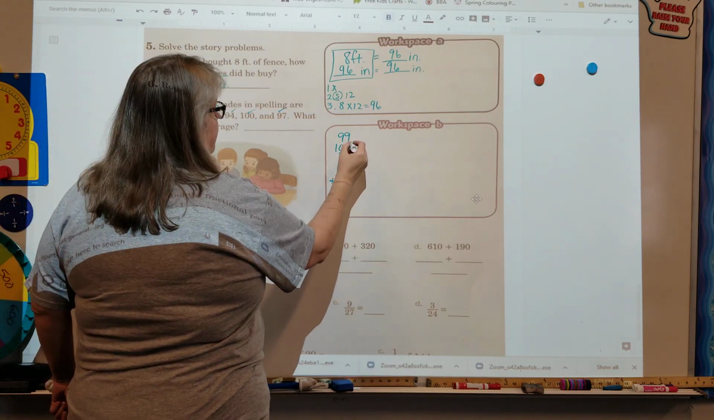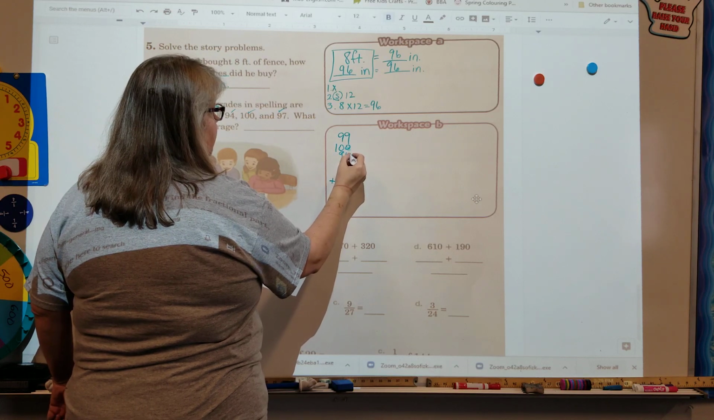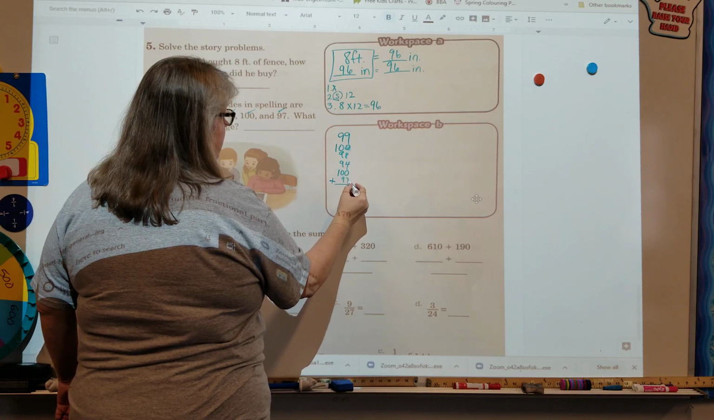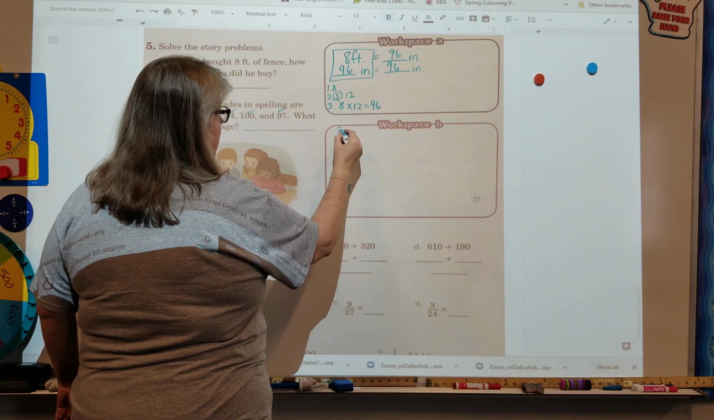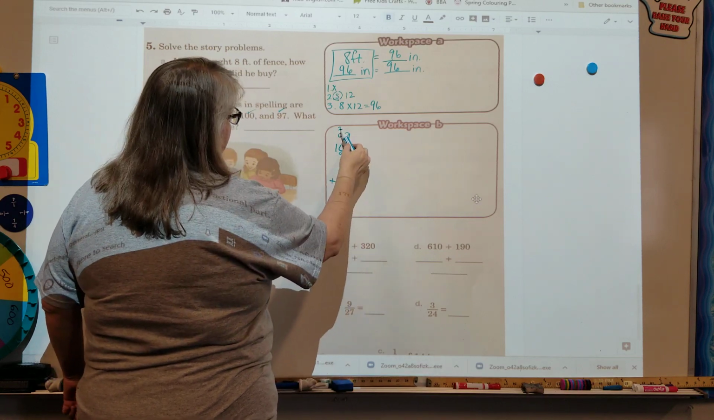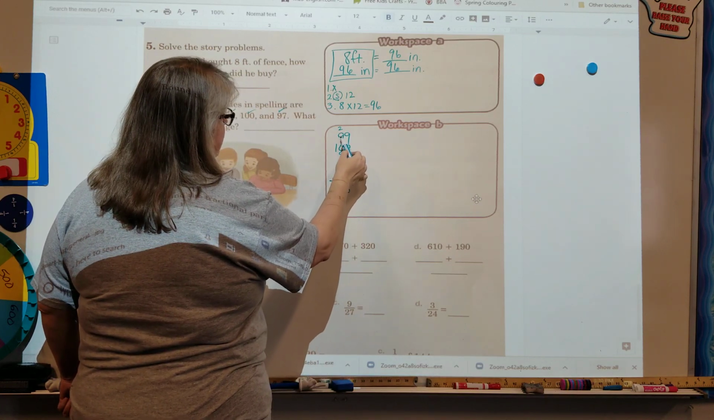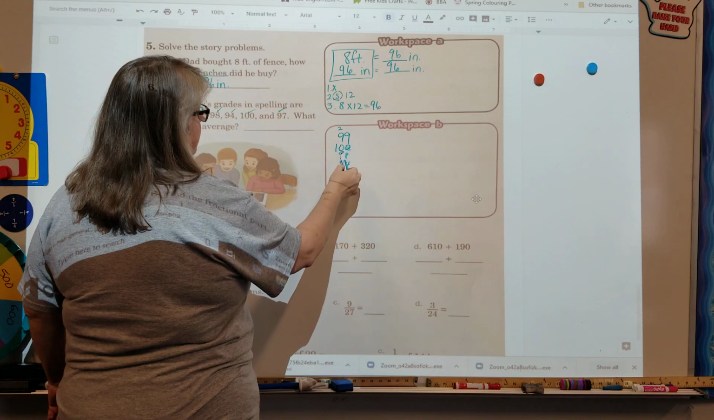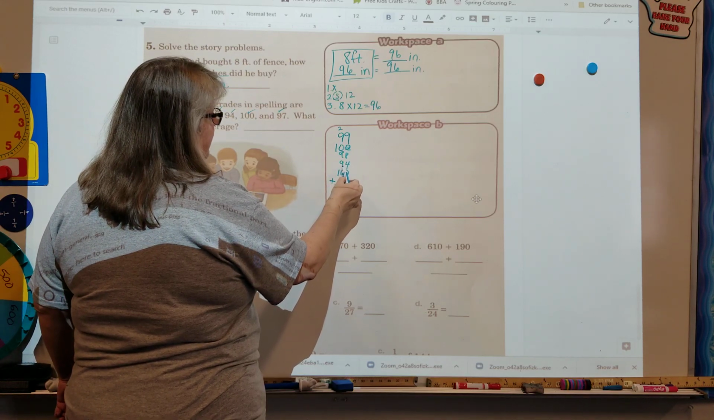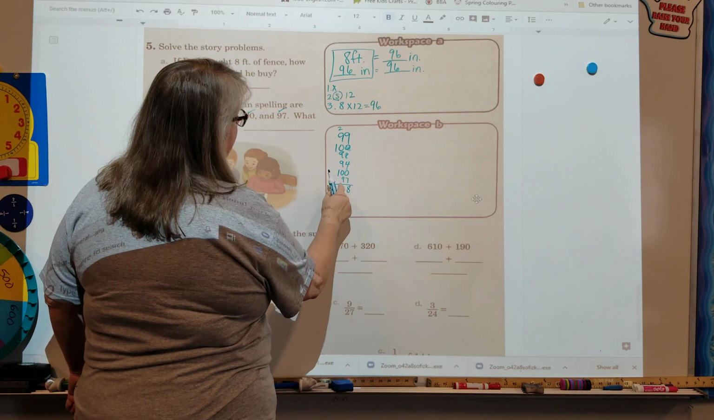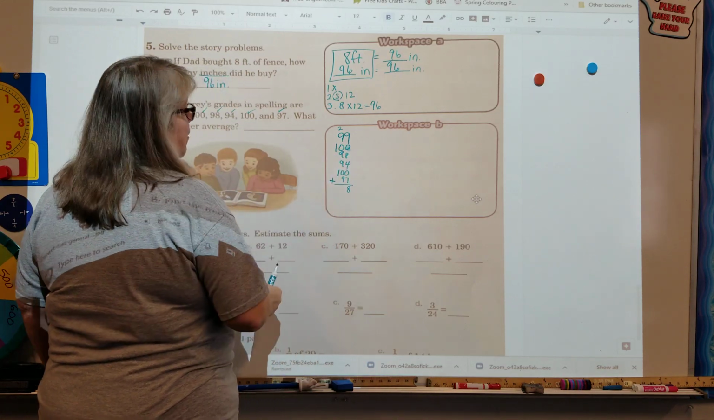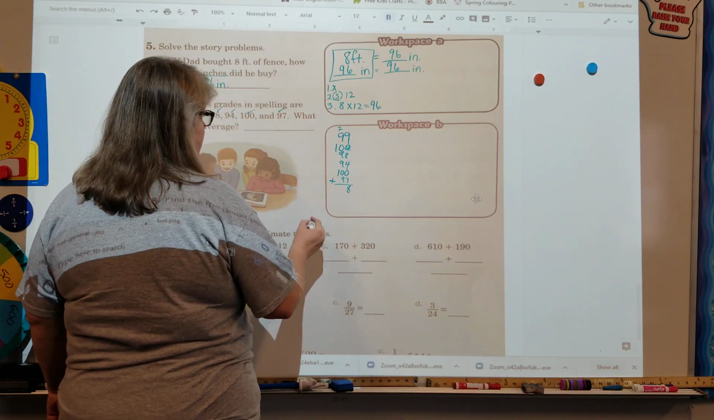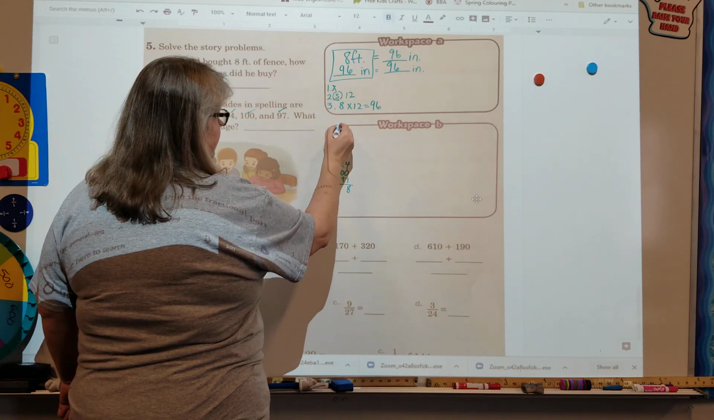So here we have 9 and 8 is 17. 17 plus 4 is 21. 21 plus 7 is 28. Right here we have a 2, and I see 2 9s. Or let's do this, let's count this, watch, 1, 2, 3, 4. There are 4 9s, so what's 4 times 9? 36, add 2 to it, so 38.